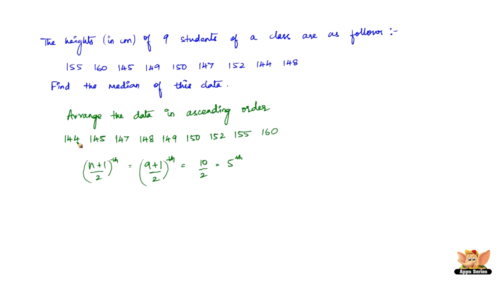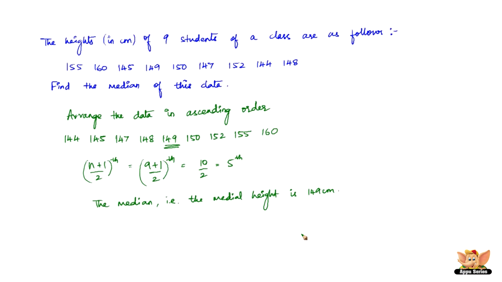So the fifth observation here is 1, 2, 3, 4, fifth is here. So it is 149 centimeters. So therefore, the median, or the medial height, is 149 centimeters.